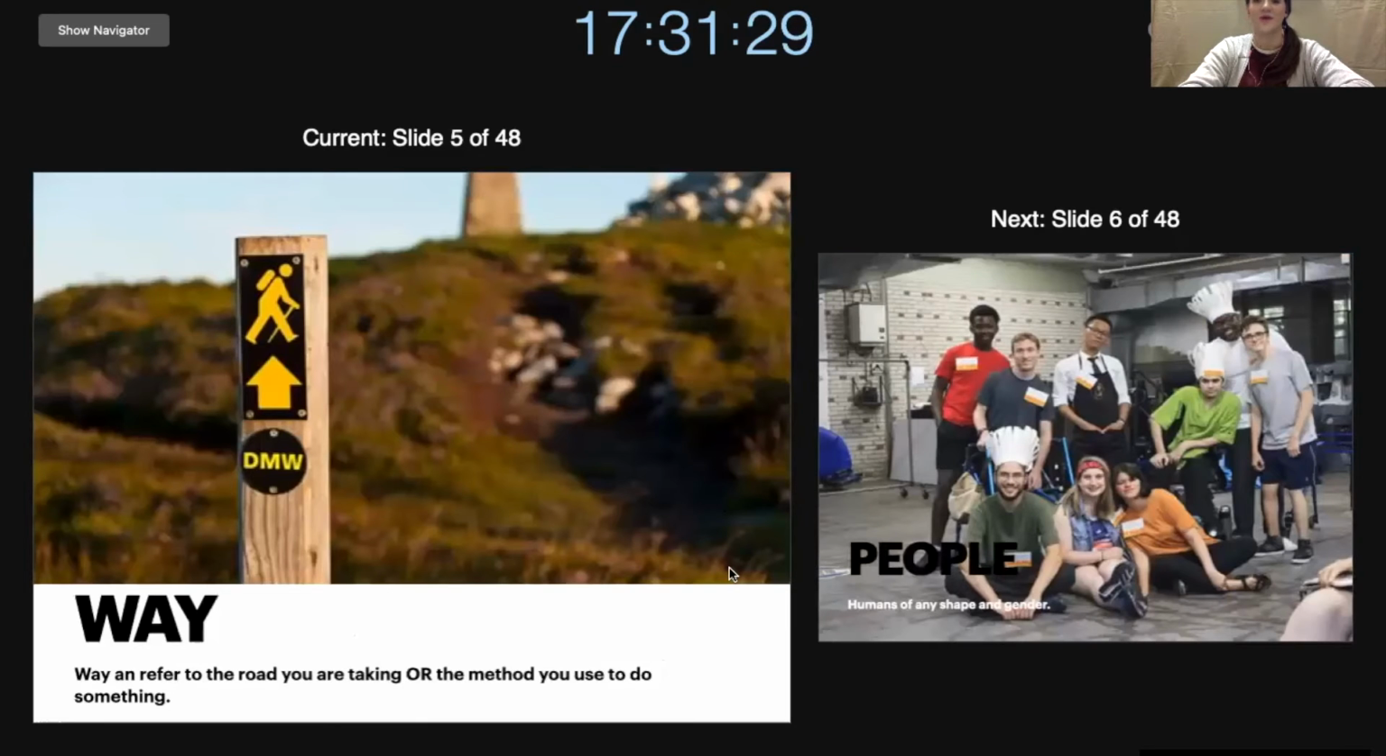Then we have way. Way refers to where you are going, which way. So it can be this way or that way, which way. Or it can also refer to a way of doing things. So what are you thinking? What will you move towards?